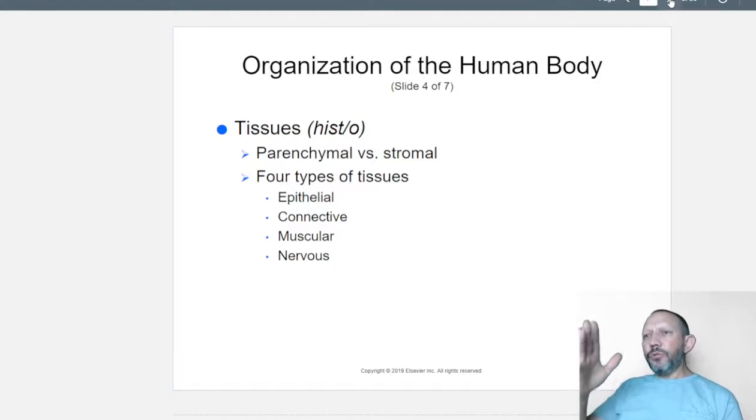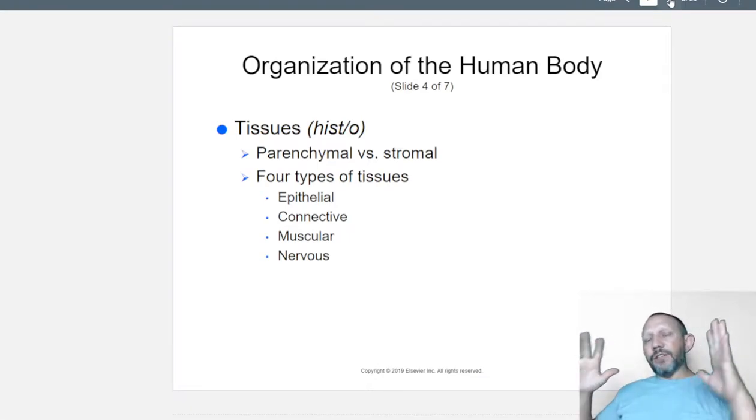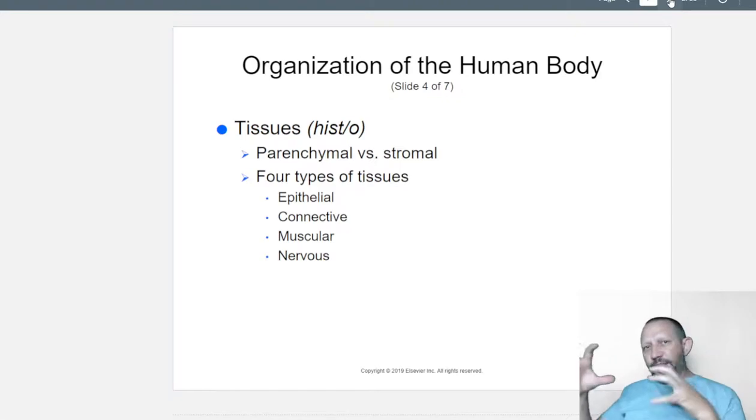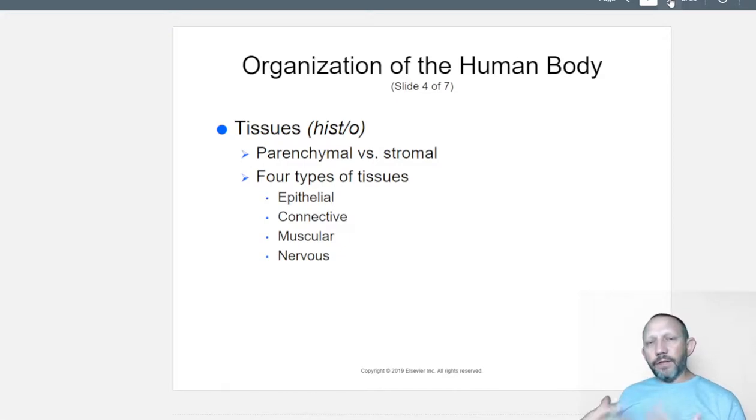So tissues, where we're talking, like, histology is the study of tissues. So parenchymal versus stromal. The stroma is the structure, right? So that's the thing that everything fits in. And then the parenchyma, like you have lung parenchyma, is the useful parts of lung. That would be like the alveoli. You can also have the parenchyma of the liver and all these other organs too.